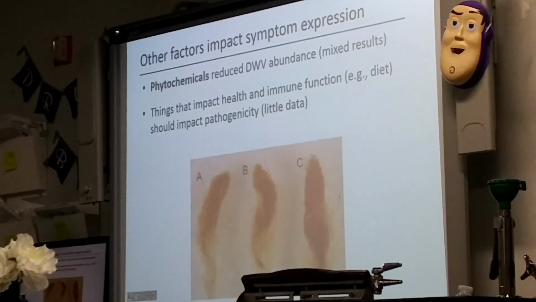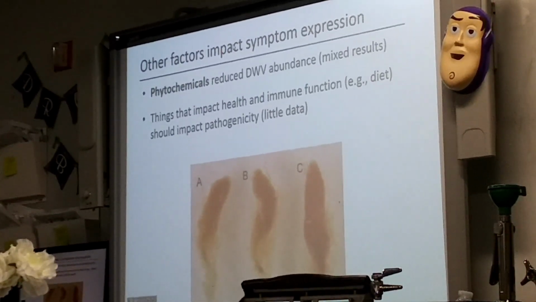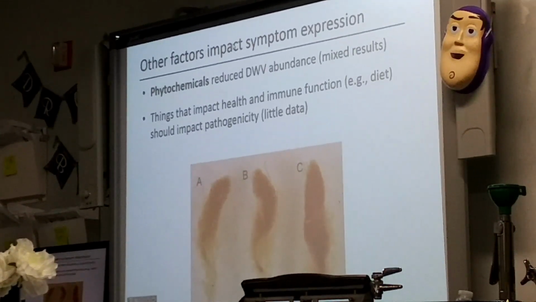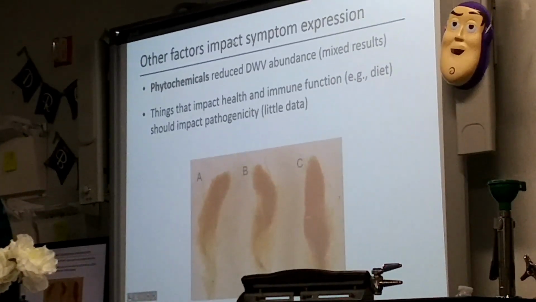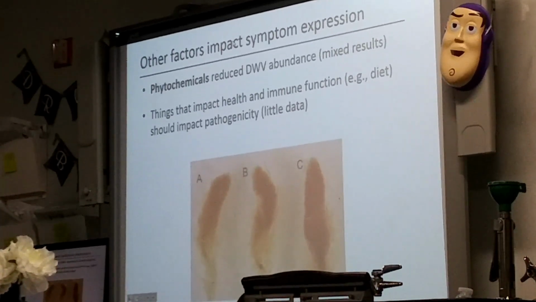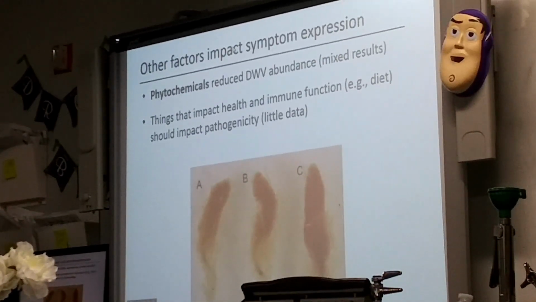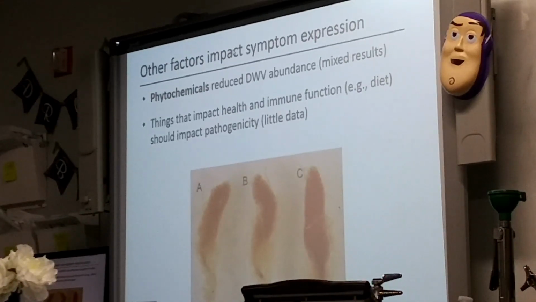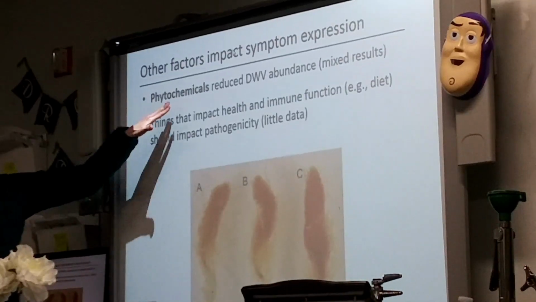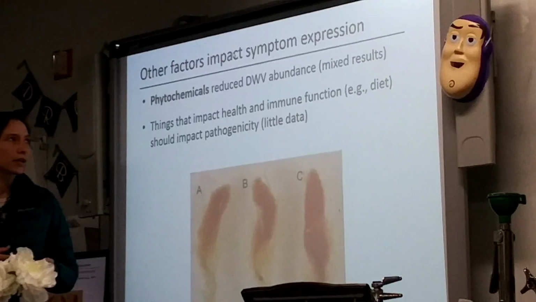Okay. Another thing to consider here is that there are a lot of different factors that impact symptom expression. Because again, we're not looking at a vaccine or an easy way to get rid of the virus themselves, but we're trying to manage the symptoms. So how can we do that? One way to do that is with nutrition and diet. There are some interesting, new studies showing that phytochemicals, these are chemicals produced by plants that are naturally present in pollen and nectar.